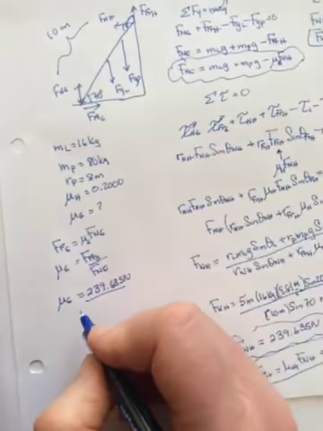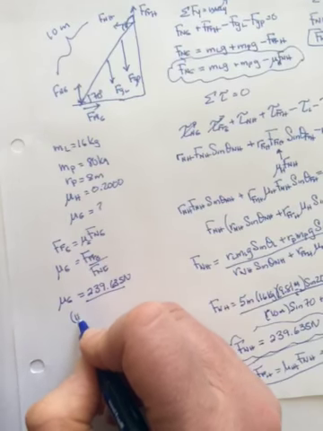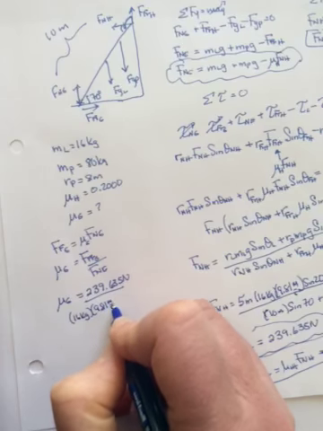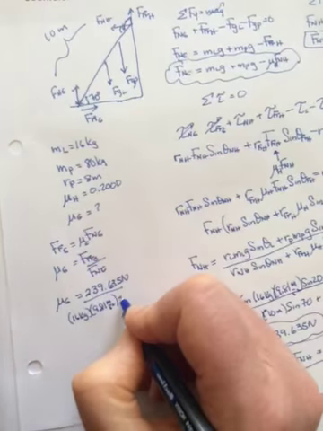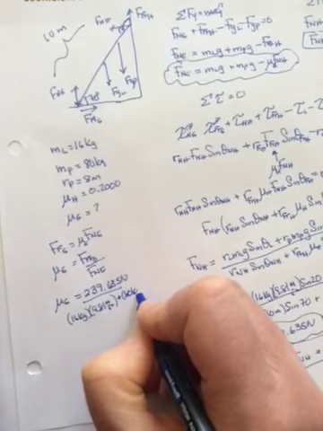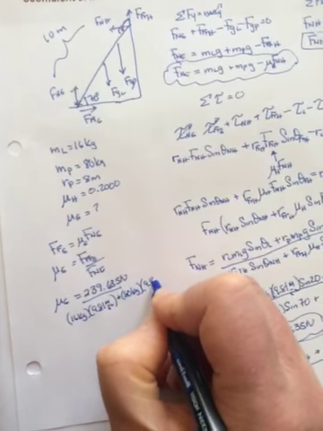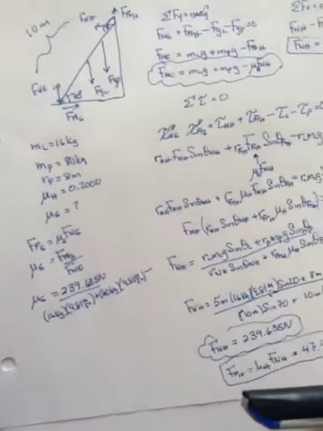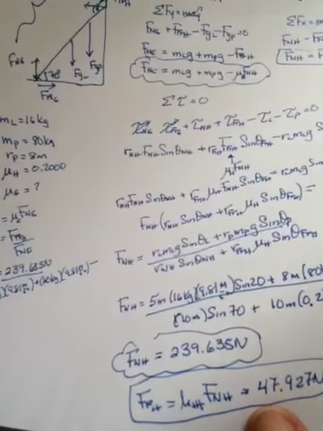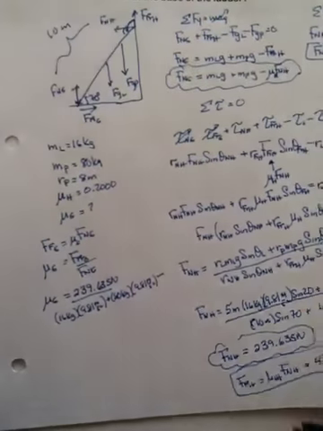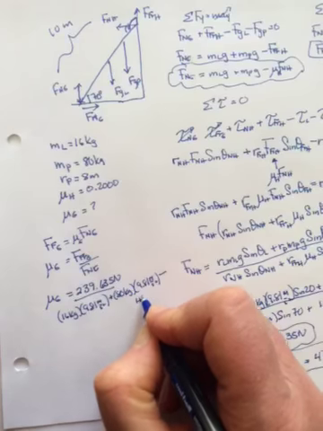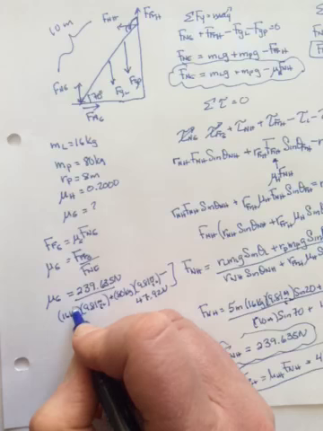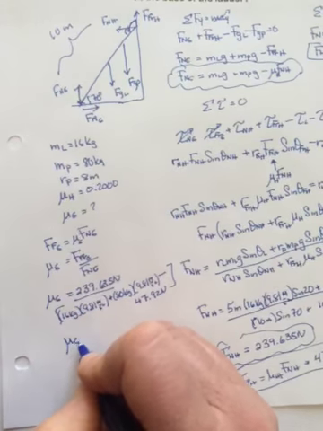And the normal of the ground will be the mass of the ladder, 16 kilograms, times 9.81 meters per second squared, plus the mass of the person, 80 kilograms, times 9.81 meters per second squared, minus the friction of the house, which we just found down here, 47.927 newtons. Okay, so all of this gets divided, and then you get your mu of the ground.